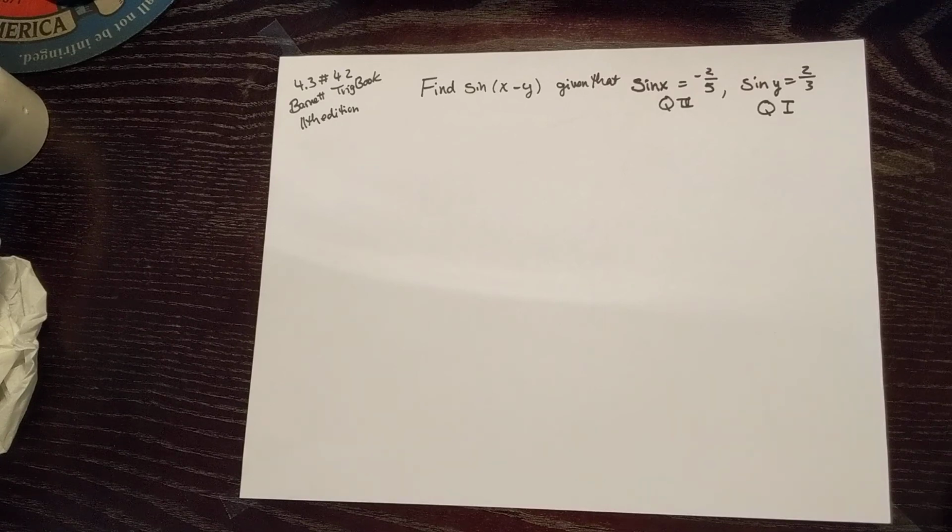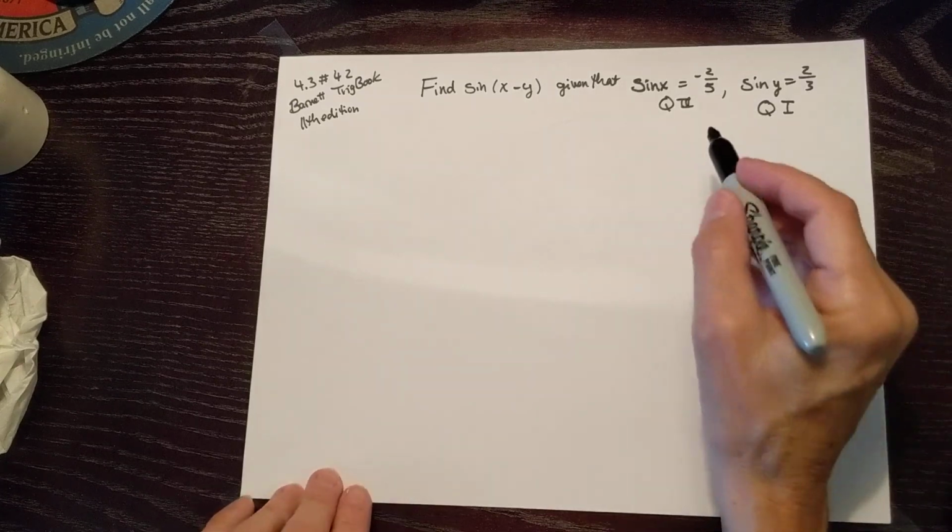What they tell us is: find the sine of the angle x minus y, given that the sine of x is equal to negative 2 over 5, and it's in quadrant 4, and the sine of y is equal to 2 over 3, and it's in quadrant 1. I'm going to start with the given information to see what I can figure out here.